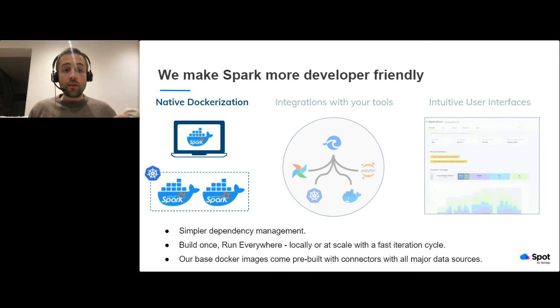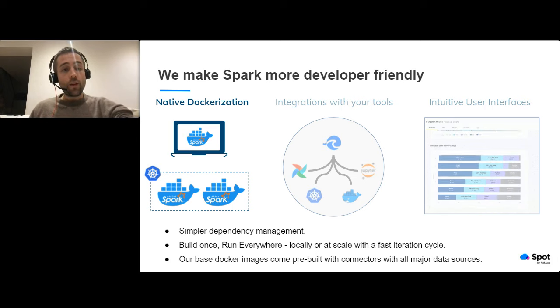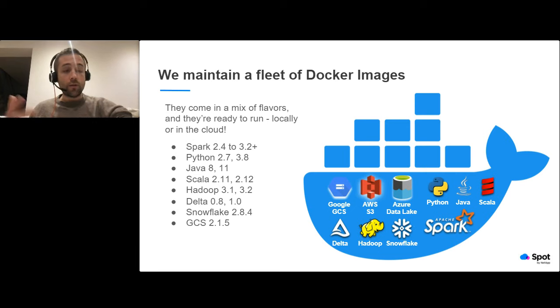And then you can run that Docker image maybe locally for dev and testing, and then you can run it at scale and have a very fast iteration cycle. One thing that we do provide, compared to just doing it yourself, is we maintain a fleet of Spark Docker images that are ready to run. We call that a fleet because we actually have to maintain a mix of different versions.